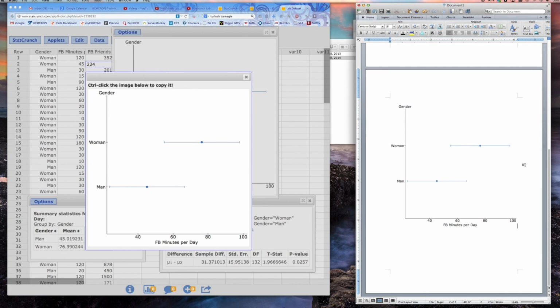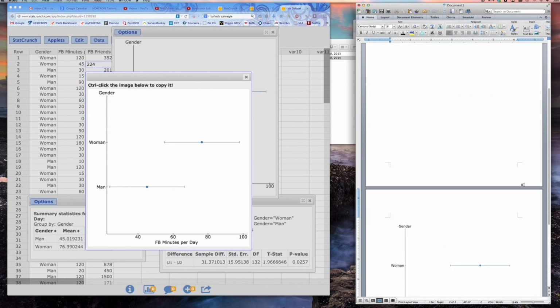There it is. So then we just need to give it a little title. In APA, these are called figures whenever you're doing a graph. And this is our first figure, so right underneath it in italics, we're going to put in Figure 1, period. And then in non-italics, we're going to give this figure a title. It should be something simple, so we can just say number of minutes spent on Facebook per day between women and men. It can be anything as long as it makes sense for what your graph represents.